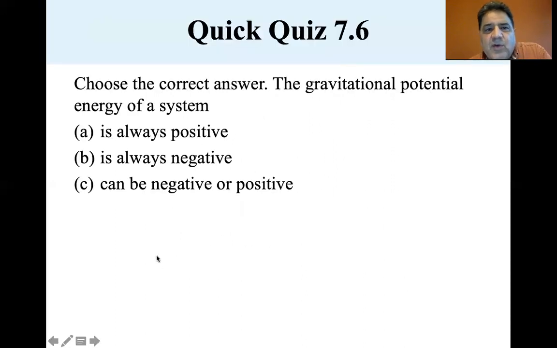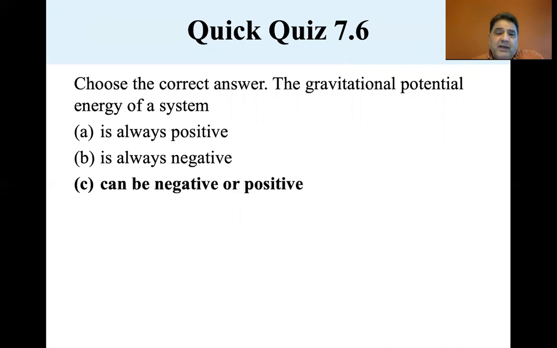Okay, choose the correct answer. The gravitational potential energy of a system is always positive, is always negative, or can be negative or positive. And it can be both negative or positive. The change in potential energy can be negative. If you lower something, then gravity has done work and it's negative. If you do work on a book, it's positive. You've given it potential energy.